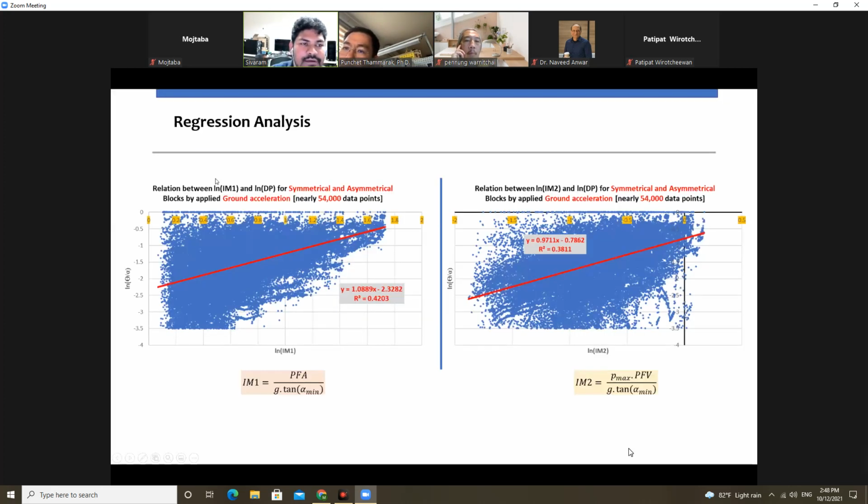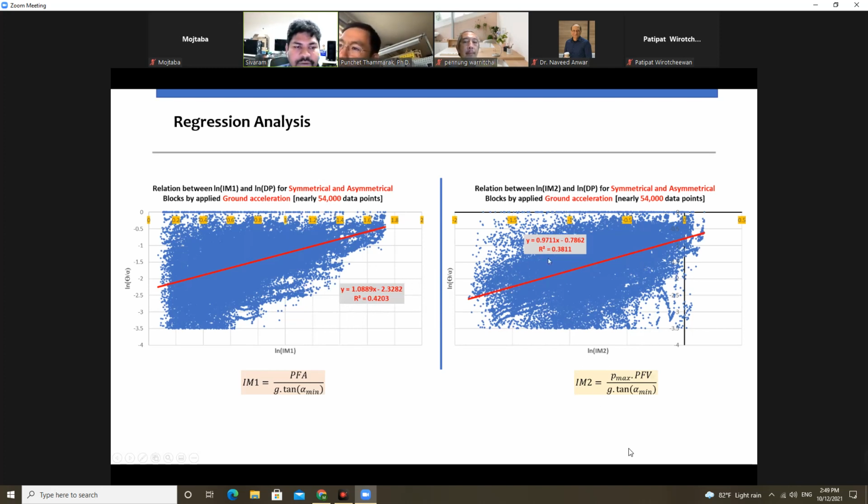Okay, now we'll go on to the regression analysis. The regression analysis is used to find the best fit graph, and we can find the best intensity measure to plot the fragility graph. In the regression analysis, this is the capacity parameter theta over alpha 1, the minimum critical angle, so the log of that, and this one is the log of intensity measure 1. This is only for the ground excitation. Using 54,000 points, we got an R square value of 0.42. For the ground acceleration with intensity measure 2, it is nearly the same.